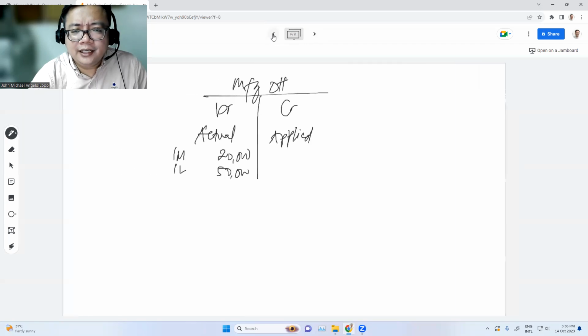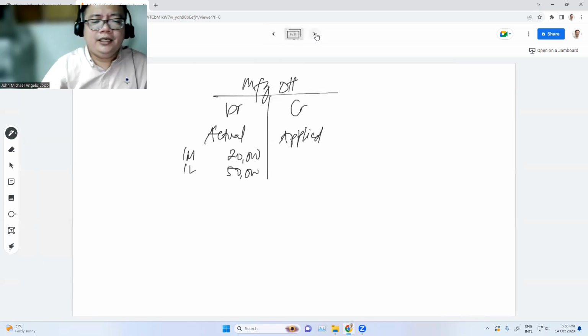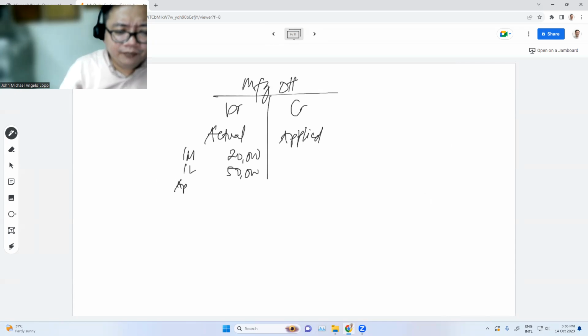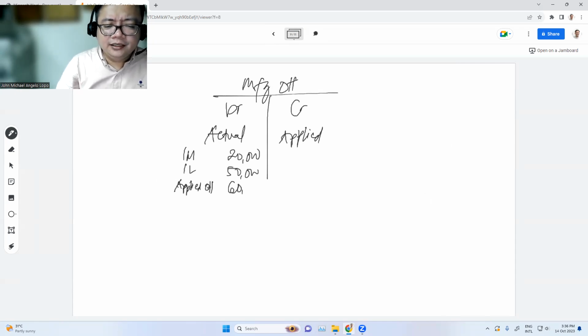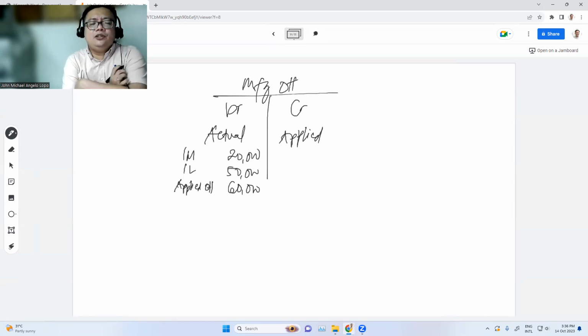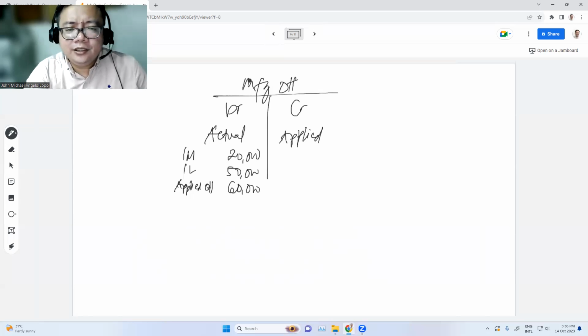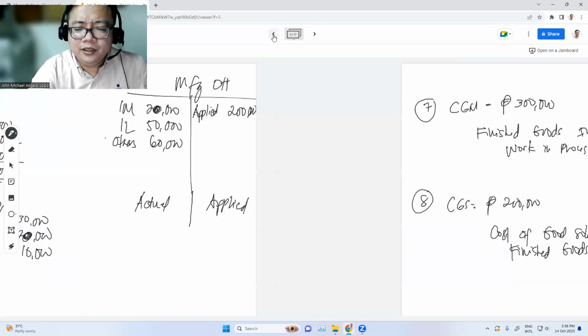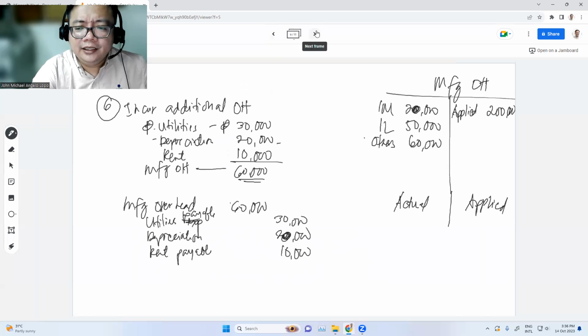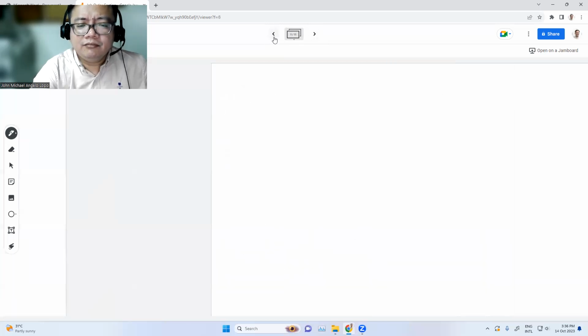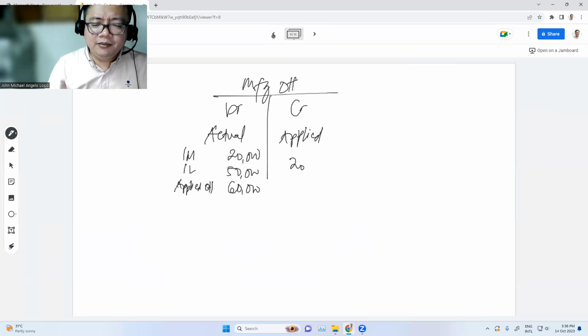And the last one is our applied manufacturing overhead. And we have our applied overhead. How much is it, class? 60,000. Okay. So, that means you have 6, 7, 8, 9, 10, 11, 12, 13, so you have 130. But, class, when we get to it, how much is our applied overhead? You have 200,000. Okay? Our applied is 200,000.